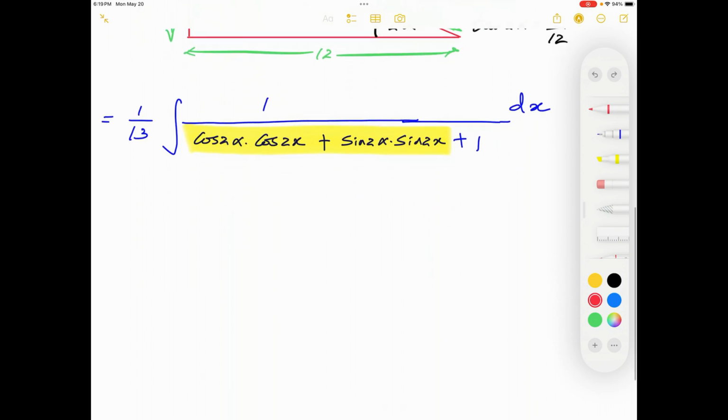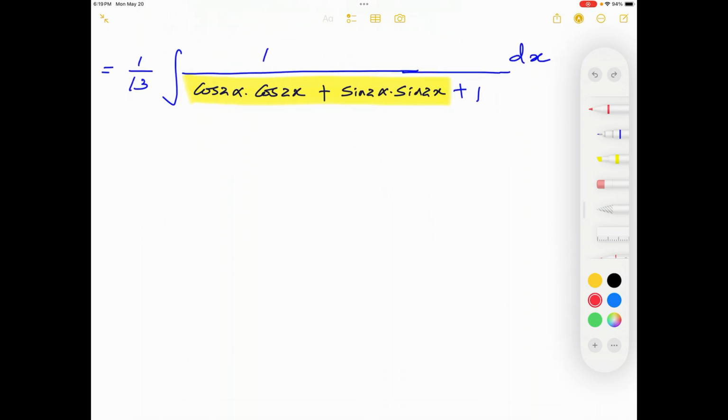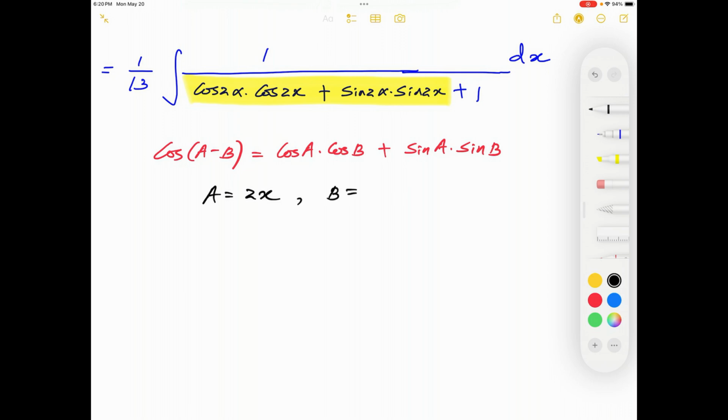Alright, now what's the purpose of writing it as that? Because if you pay attention to the cosine a minus b expansion from basic trig, you know that this is equal to cosine a times cosine b plus sine a times sine b. Well, I can use that identity with, let's say, a equals 2x and b equals 2 alpha in order to replace this highlighted segment of the denominator. Let me go ahead and use that identity with a equals 2x and b equals 2 alpha.